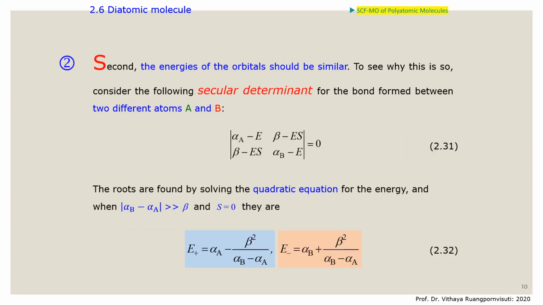The second criterion: the energy of the orbitals should be similar. To see why this is so, consider the following secular determinant for the bond formed between two different atoms A and B, shown in equation 2.31.